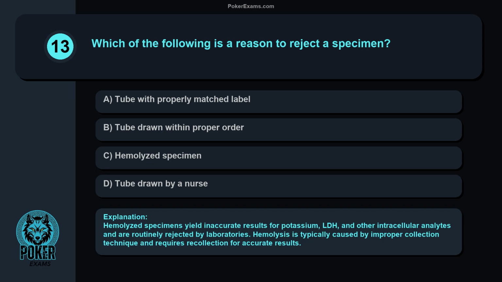Hemolyzed specimens yield inaccurate results for potassium, LDH, and other intracellular analytes and are routinely rejected by laboratories. Hemolysis is typically caused by improper collection technique and requires recollection for accurate results.